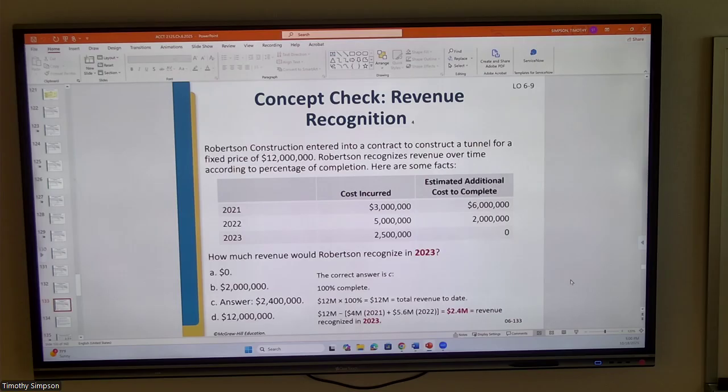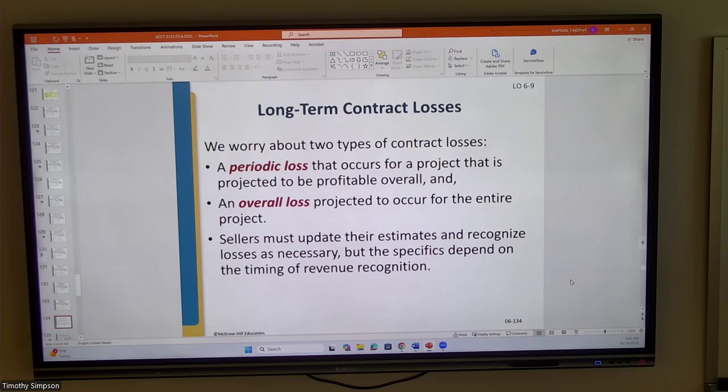And again, we're not following the money, we're following the economic activity, and that's really the heart of what accrual accounting is all about. Okay, and I think one of the last bits here of chapter 6, and again, it's a very lengthy chapter, is this idea of losses. Now, nobody likes losses, but they happen. But sometimes they're only a short-term loss based on where things are at the current level of completion of a project, or sometimes it's an overall loss, which is certainly worse.